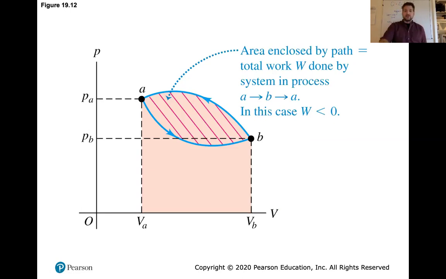Some of it is canceled by the positive integral we had on the way through, and that cross-hatched area is the difference, which in this case is negative because we're walking backwards. We had a greater amount of negative work done by the system than positive work done by the system.